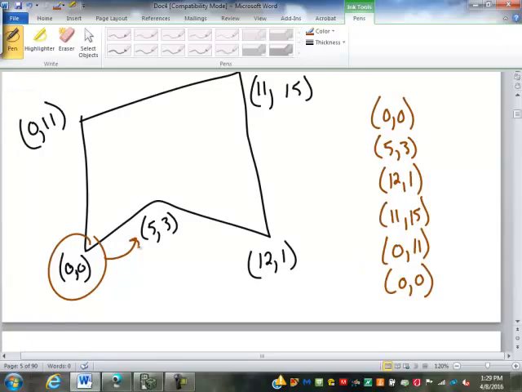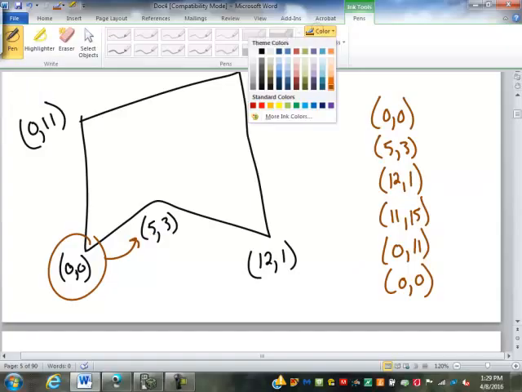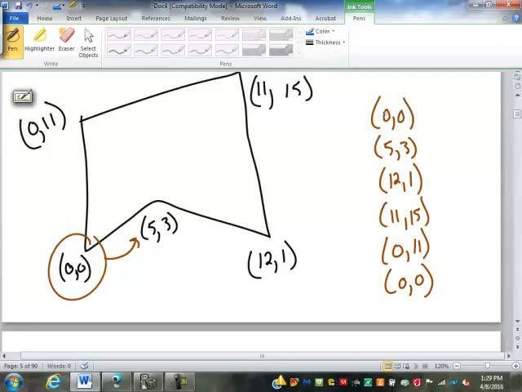Now, I'm going to assume that these are laid out in rods. Why? Because most land is surveyed in rods. So now I'm going to do my diagonal products. 0 times 3, 0. 5 times 1, 5.